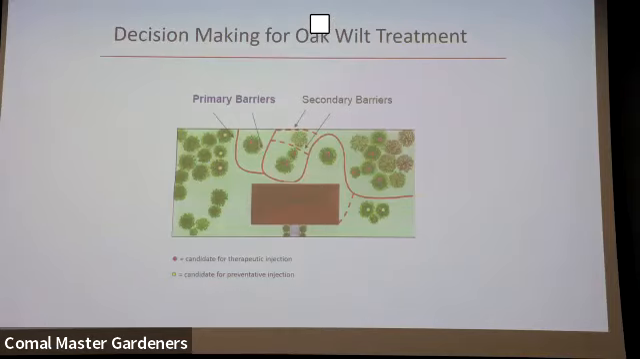Okay. And so Oak Wilt control does work. We can manage this disease. As I said, it takes a combination of things. It takes a combination of trenching, injection, and removal to put together a management plan. And it's not easy, especially in a situation like this where the stand is already infected.